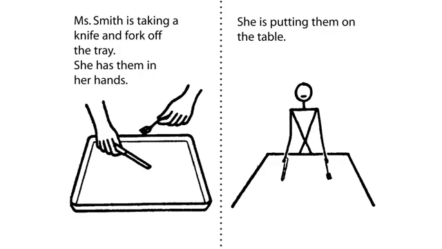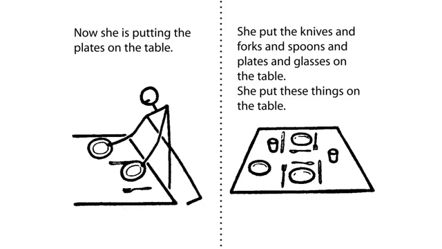Ms. Smith is taking a knife and fork off the tray. She has them in her hands. She is putting them on the table. Now she is putting the plates on the table. She put the knives and forks and spoons and plates and glasses on the table. She put these things on the table.